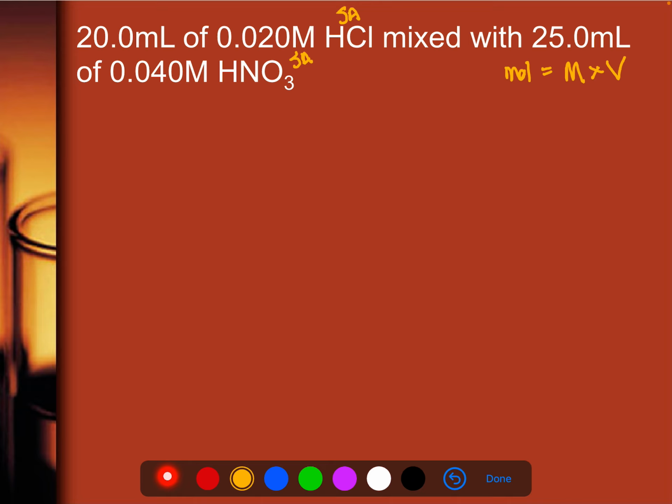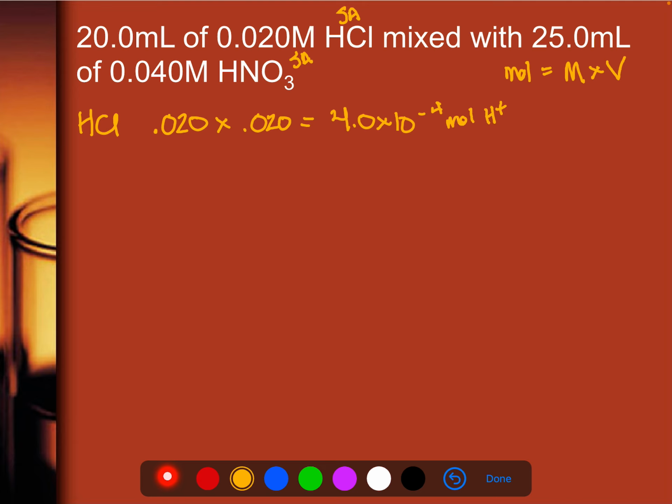And you do have to account for if there are multiple hydrogens in there. Looking at the hydrochloric acid, our molarity is 0.020 molar. Our volume in liters is 0.020 liters. That gives us 4.0 times 10 to the negative fourth moles of hydrogen in hydrochloric acid.